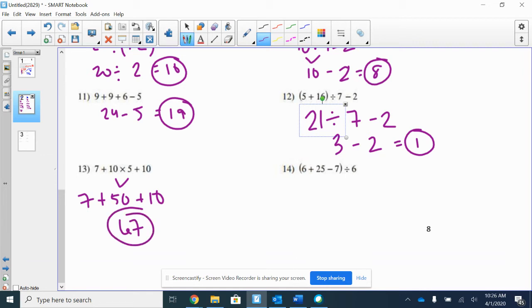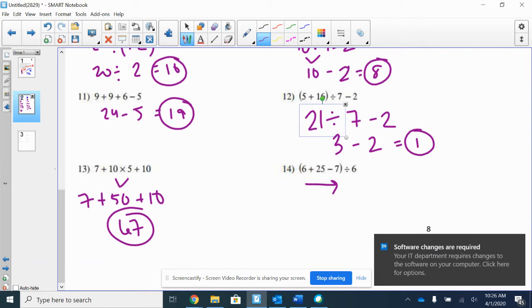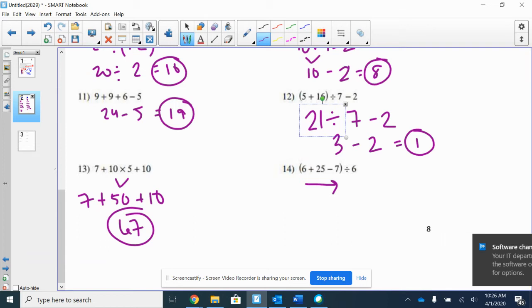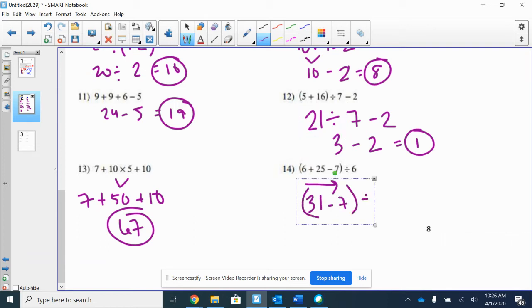Next, we have parentheses. Within the parentheses, we have addition and subtraction. So we want to go left to right here. Whatever we get within the parentheses, we want to divide by 6. So 6 plus 25 gives us 31, minus 7. I'm just going to bring this divided by 6 down. So 31 minus 7 gives us 24, divided by 6 yields 4.